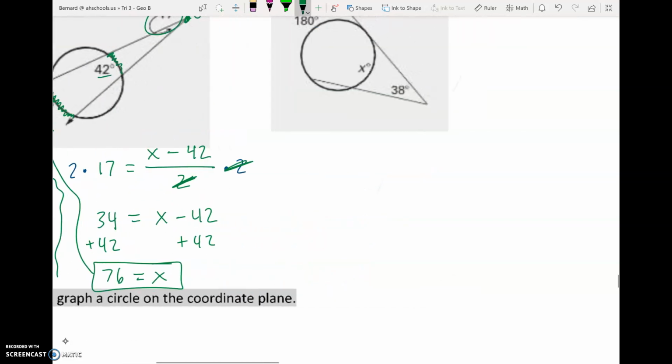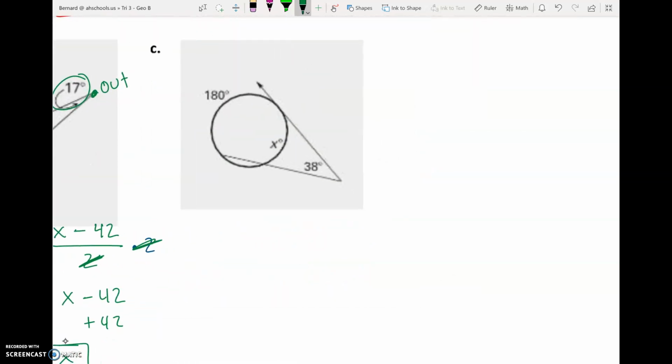All right, one last time. And same exact deal on this one. This angle's on the outside. And so angle equals arc minus arc divided by 2. The big arc in between our two angle sides is 180. The little one is x. So 38 equals 180 minus x, divided by 2.